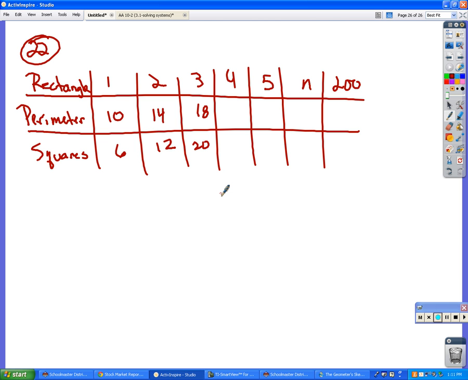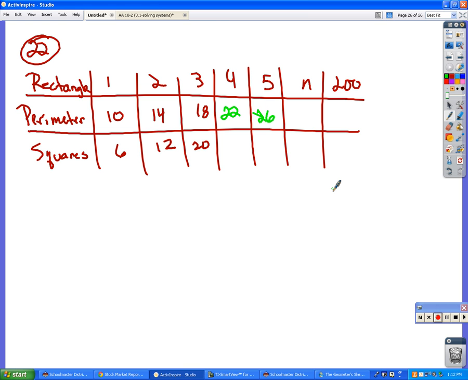All right, so number 22, we're supposed to find two relationships in this problem. The first one is a little bit easier than the second one, and that is how does the perimeter of a rectangle match up with the rectangle number? So what do you notice about the perimeter numbers? They're going up by 4s. 10 plus 4 is 14. 14 plus 4 is 18. So we're going to just assume that pattern keeps going, which means this one would be 22, and that one would be 26.